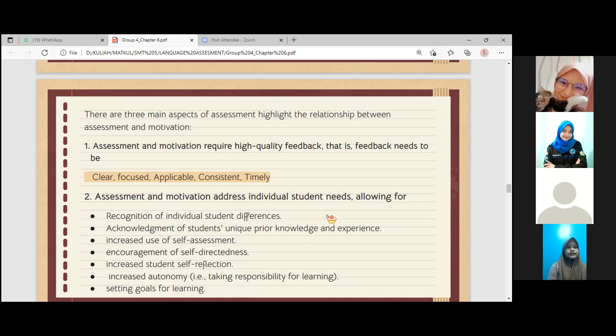And then the second is assessment and motivation addresses individual student needs, and it is following for recognition of individual student differences, acknowledgement of student unique prior knowledge and experience, increase use of self-assessments, encouragement of self-directedness, and then increase student self-reflection, and then increase autonomy such as taking responsibility for their learning and then setting goals for learning. Yeah, so in this case, the feedback can make the student be able to learn, to improve, to increase their learning process independently.